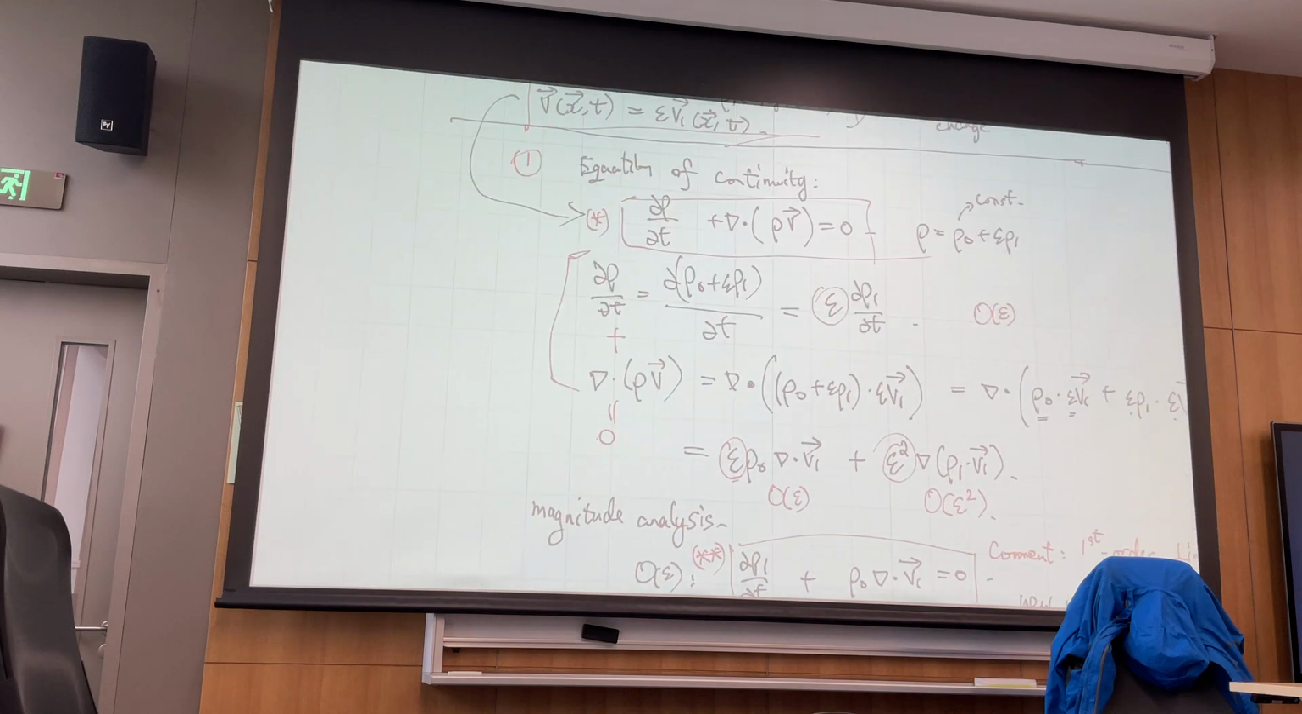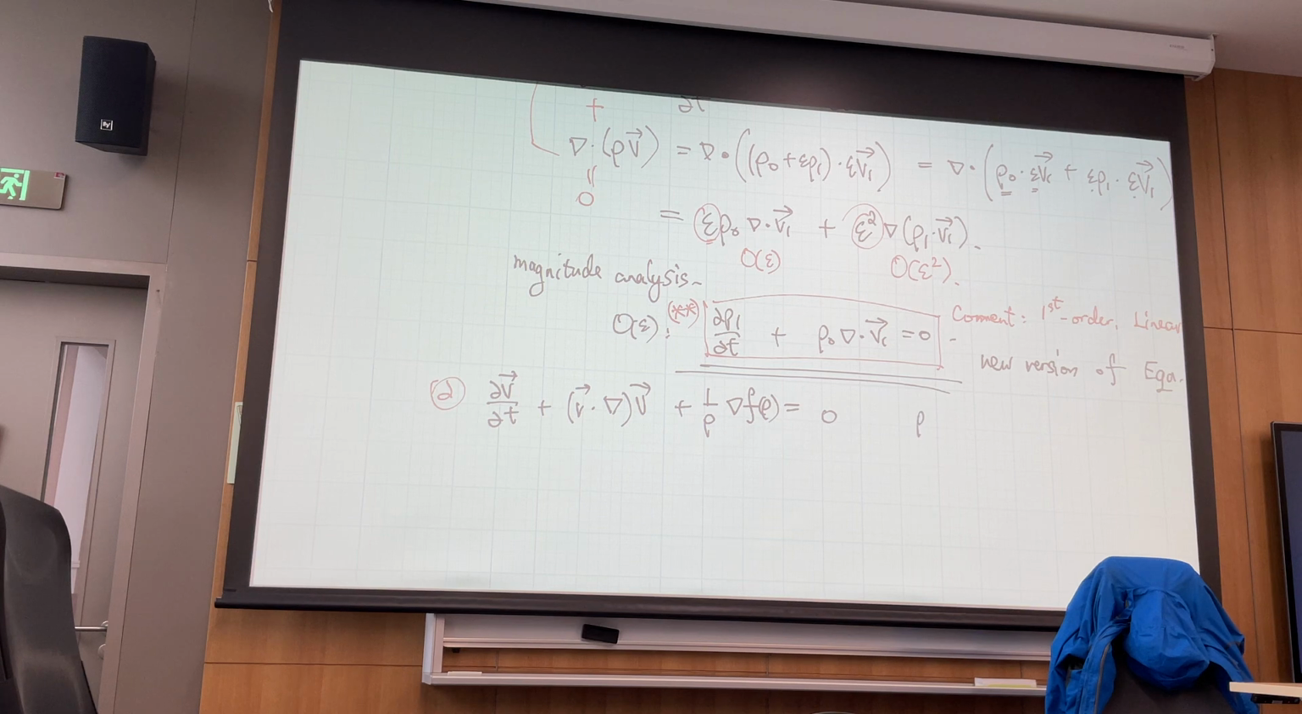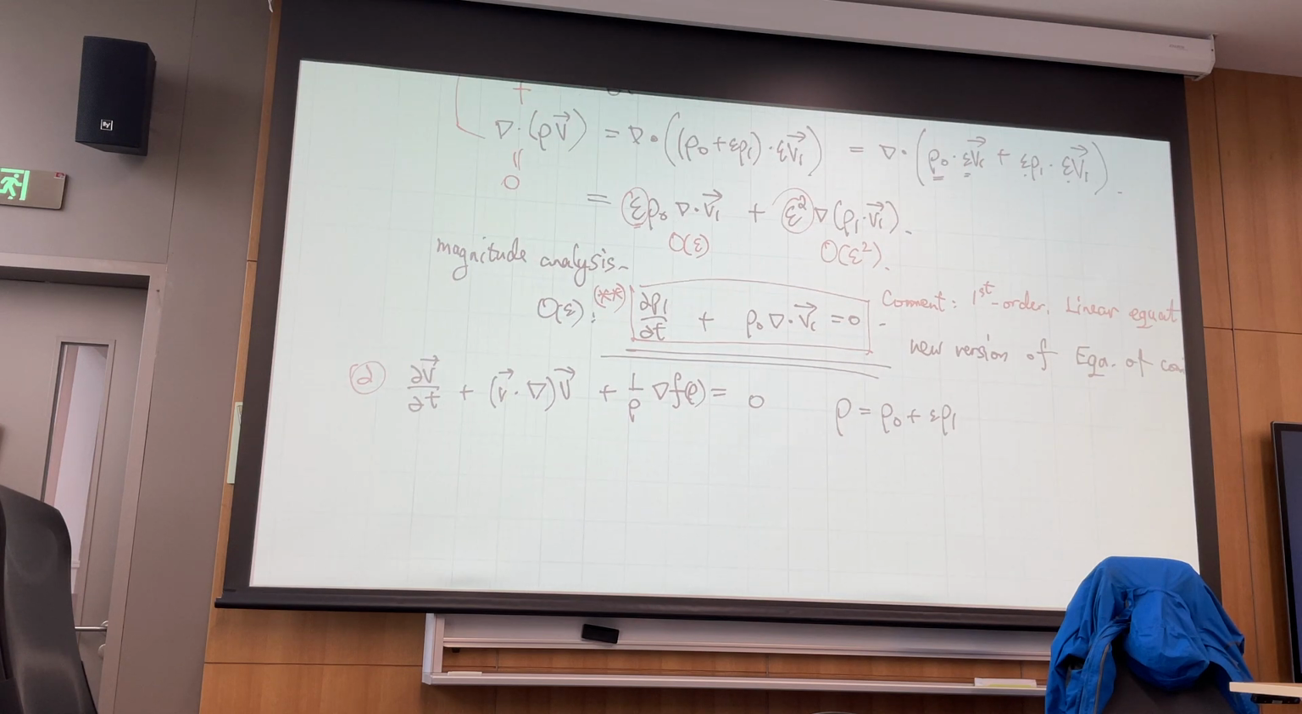Again, don't forget that I was assuming that my rho can be separated into two scales. Let me rewrite this: my rho equals rho 0 plus epsilon rho 1, and I am assuming that the velocity everywhere is very slow, V equals epsilon V1. I was assuming these two things. Now what can I do?